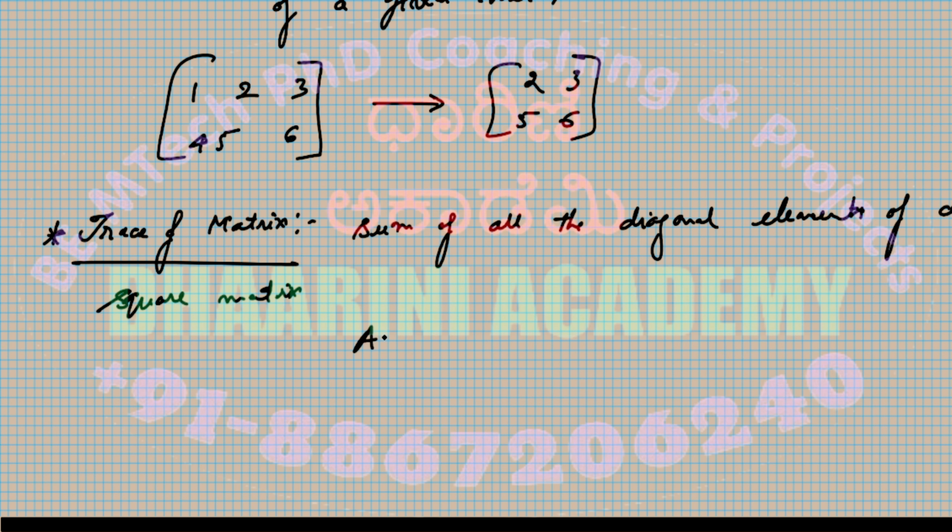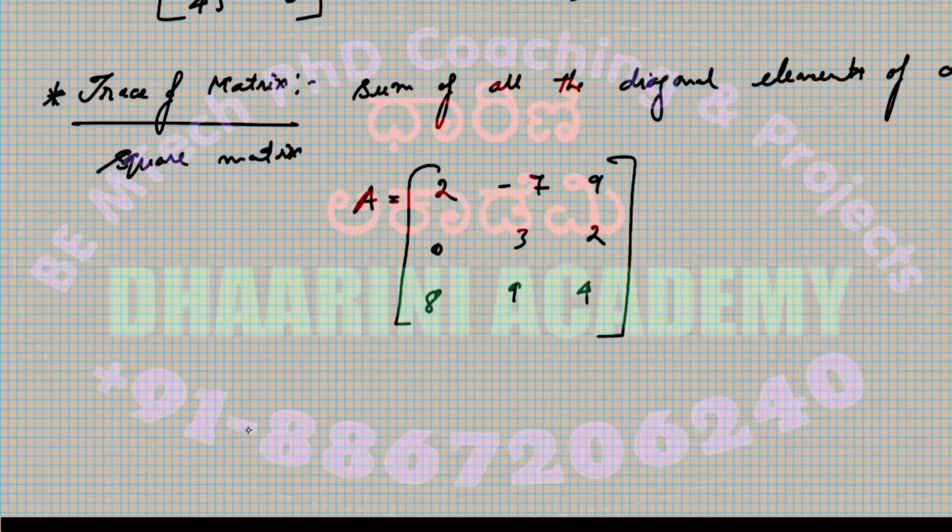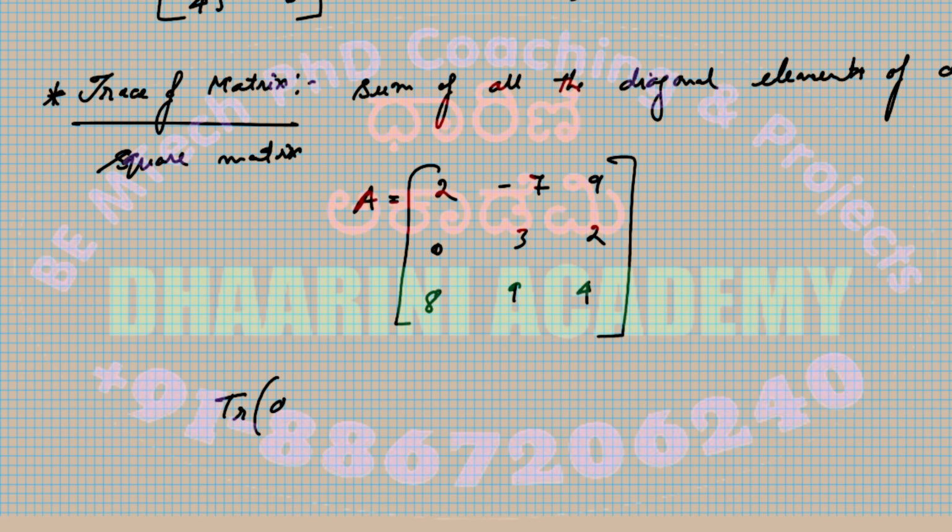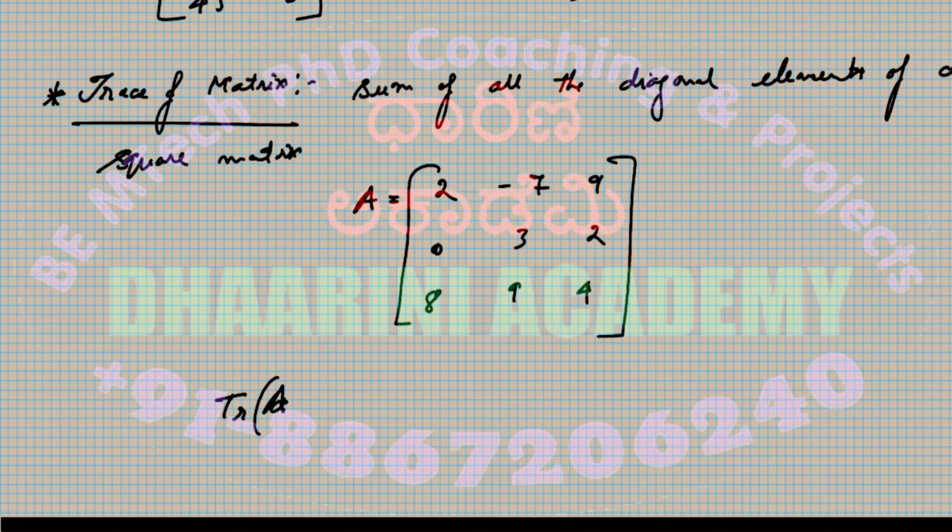Let's try to write a matrix A now. So A is equal to 2, minus 7, 9, 0, 3, 2, 8, 9, 4. So if this is my matrix, now how to calculate the trace? We'll denote it as TR of the matrix A. So TR of A is equal to simply the sum of the diagonal elements, 2 plus 3 plus 4. So that is equal to 9.